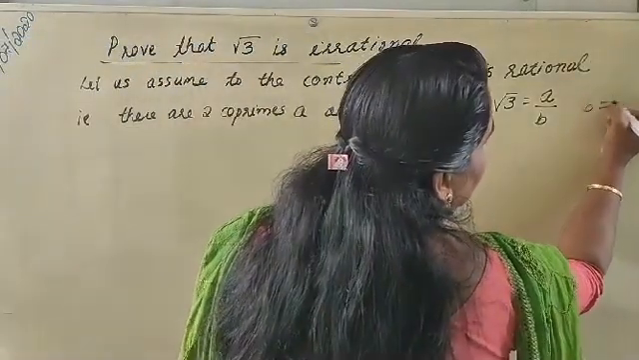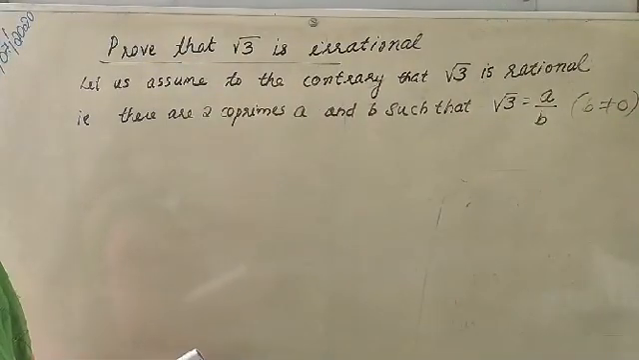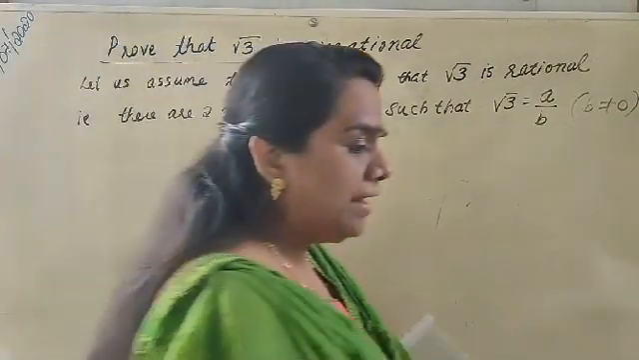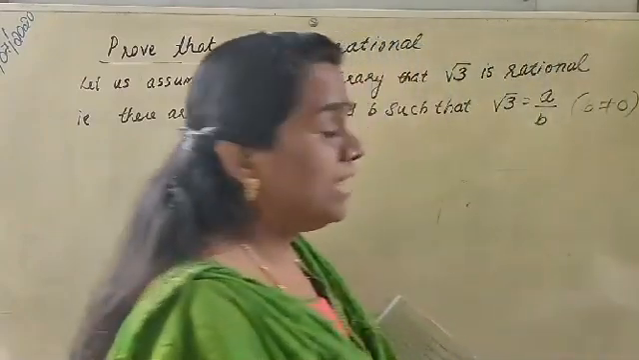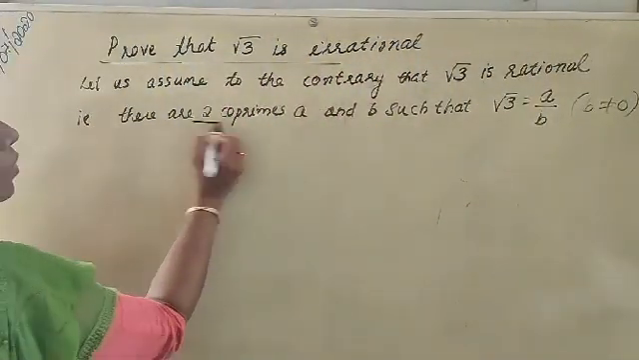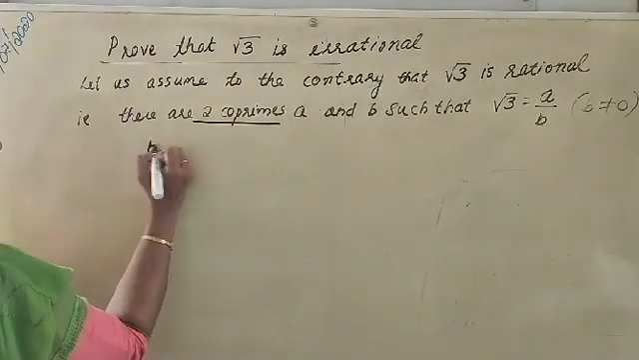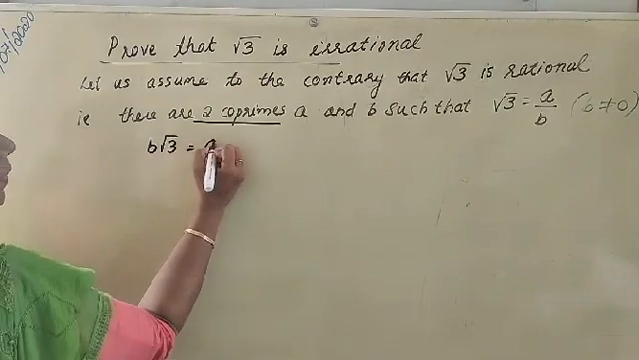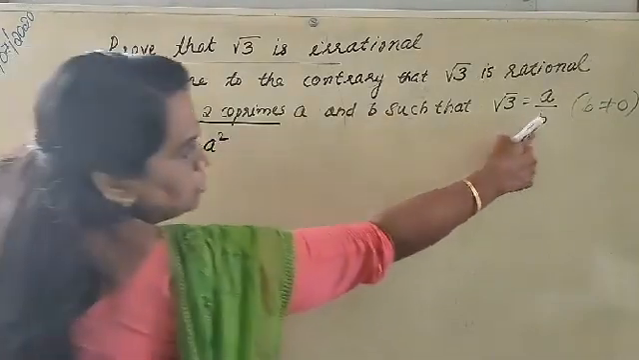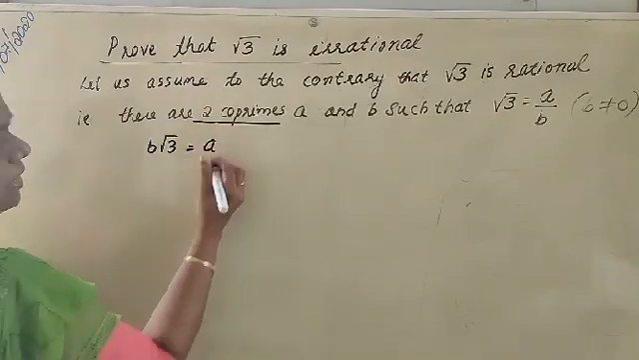Root 3 is equal to A by B, and B not equal to 0. Here we are assuming A and B are co-prime numbers. Co-prime means what? No common factor. So we can write, on cross multiplication, B root 3 is equal to A.